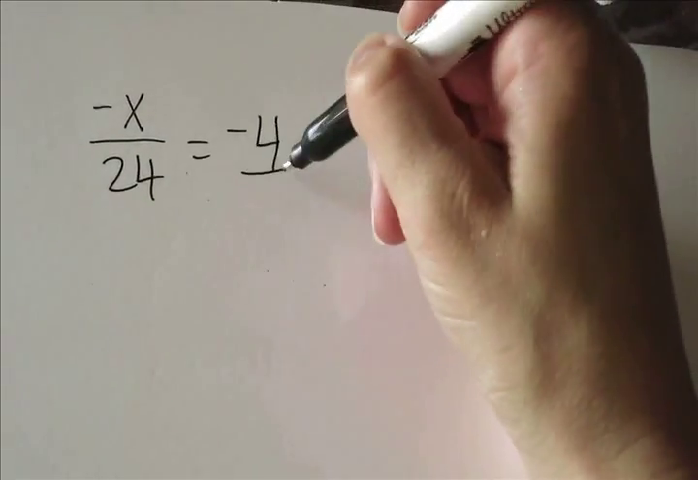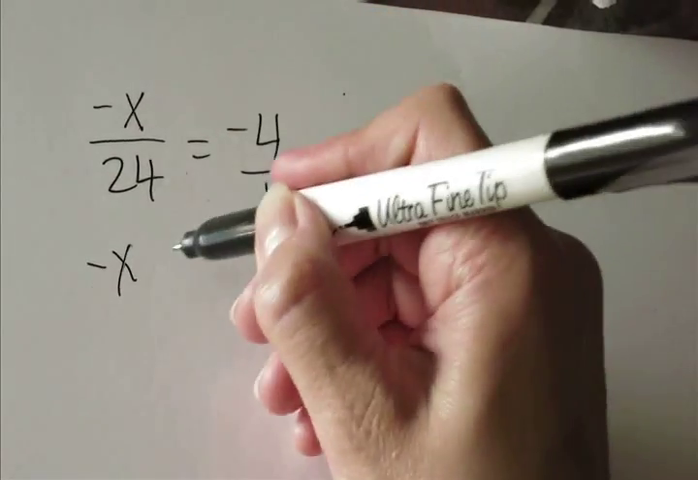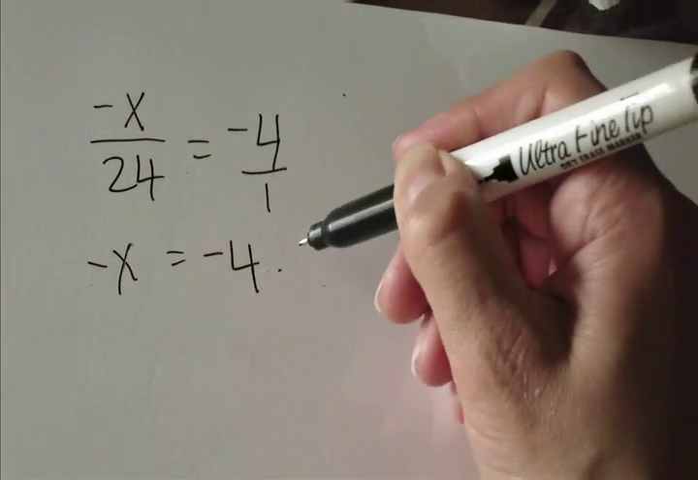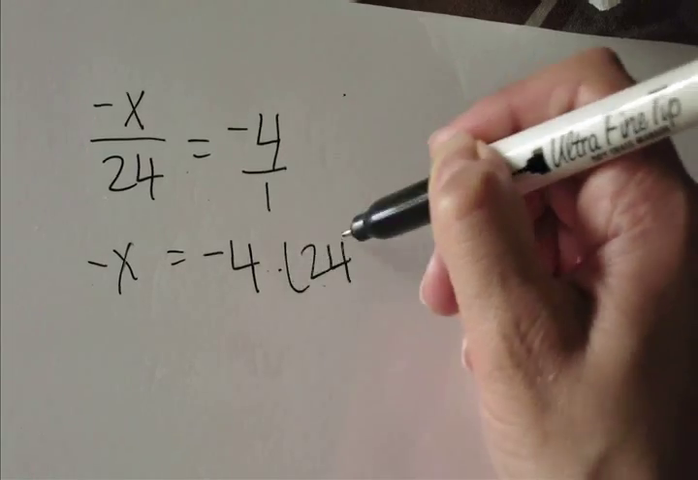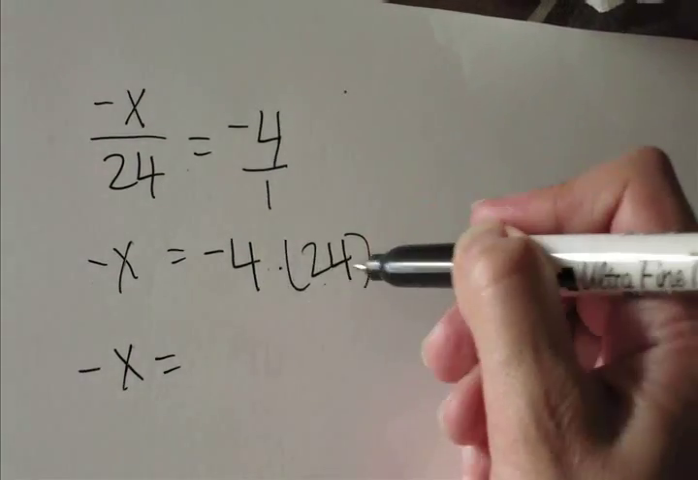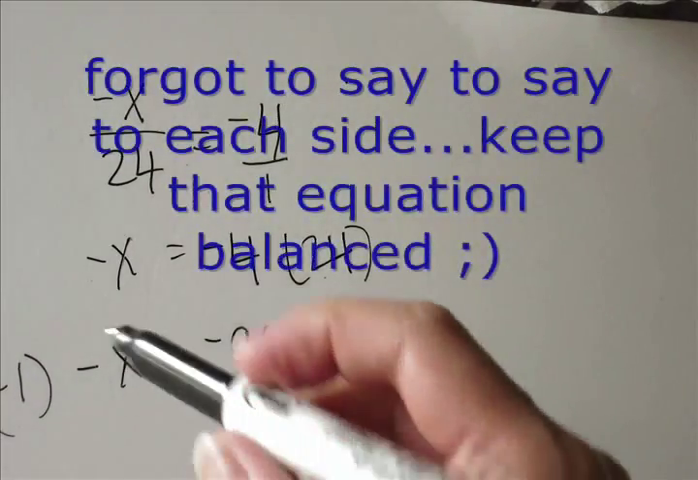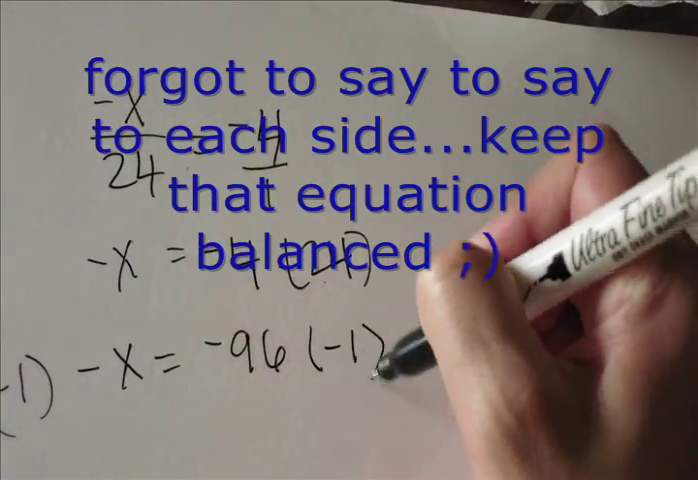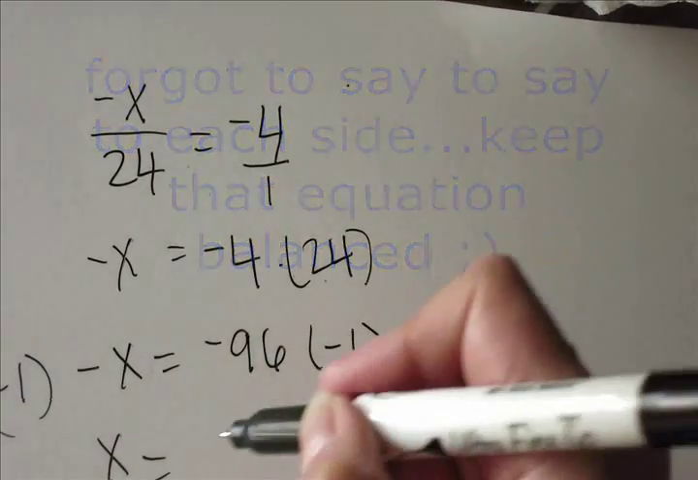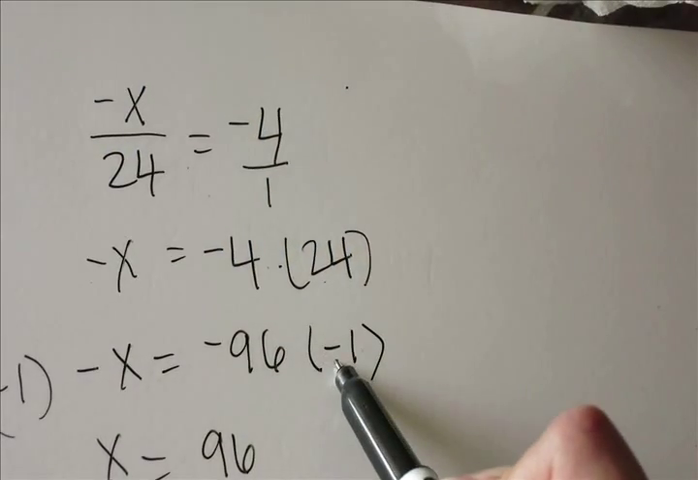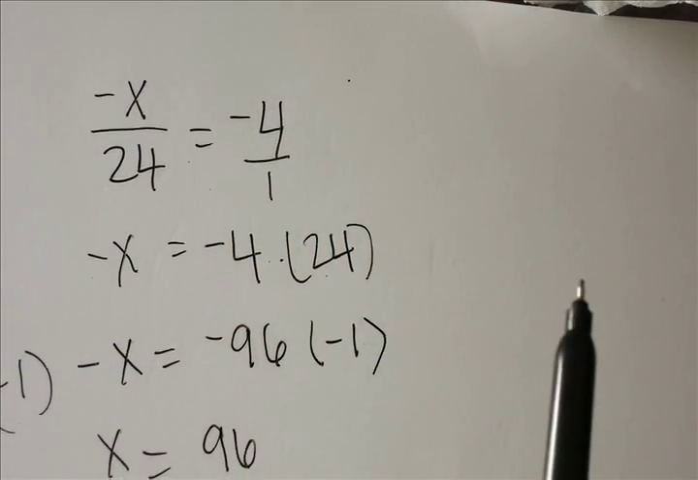96. Cross multiply, have negative x equals negative 4 times 24. Negative x equals 4 times 24 is 96, so you'll have negative 96. You don't want negative x, so you'll multiply negative 1 to give you a positive x equals negative times a negative gives you a positive 96.